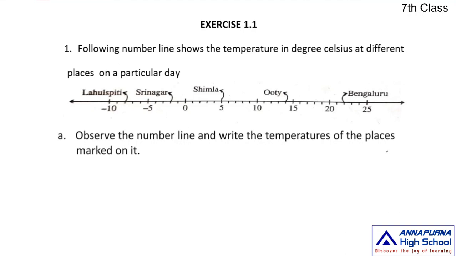So, here the integers are in increasing order. If you start from left to right, towards the right: minus 10, minus 5, 0, 5, 15, 25, etc. They are in increasing order.